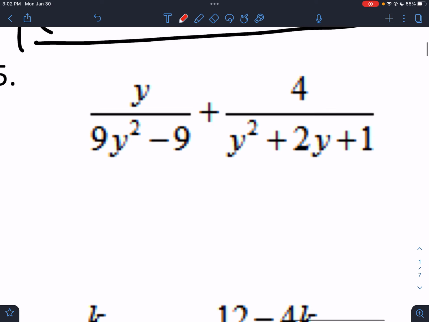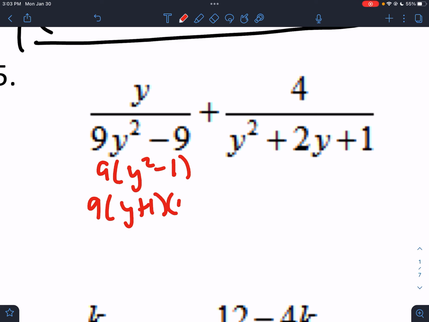All right, we've got addition. First, we're going to factor. This is pull out a 9. That will leave me with y squared minus 1. But I can factor that as 9 times y plus 1, y minus 1. Over here, what factors of 1 add up to 2? That's going to be y plus 1, y plus 1.